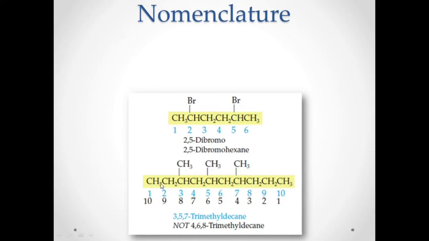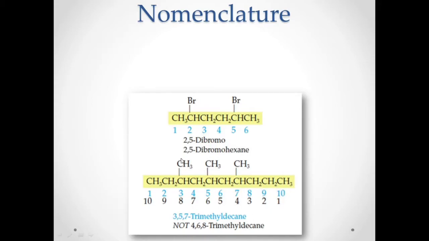Okay, so in this case, if you are going to number this that way, your substituent would have 3, 5, and 7. While in the opposite direction, your substituent would have 4, 6, and 8. So which has a smaller number? So that way, we can number the parent compound. Therefore, our parent compound contains 10 carbons. So that means that is a decane.